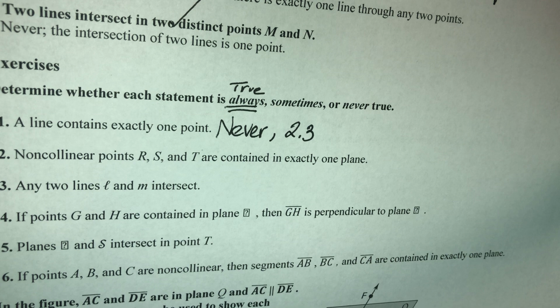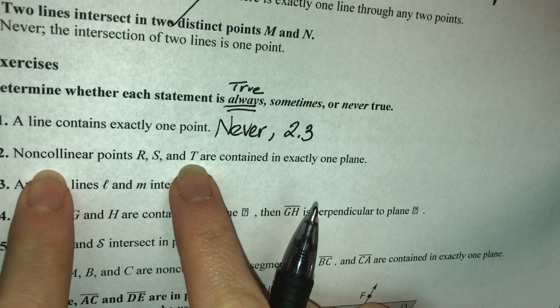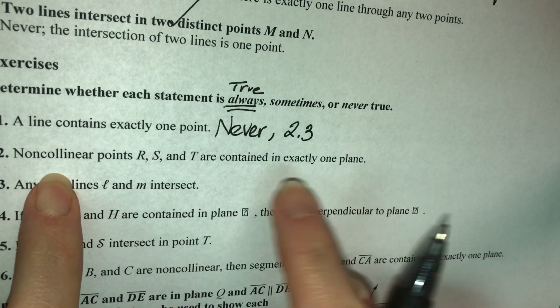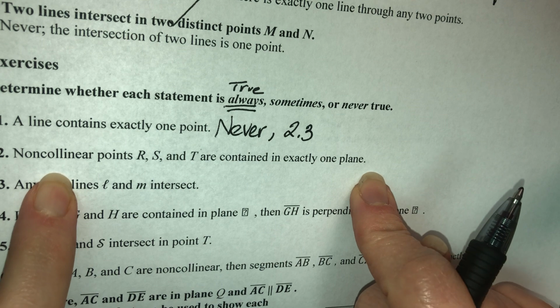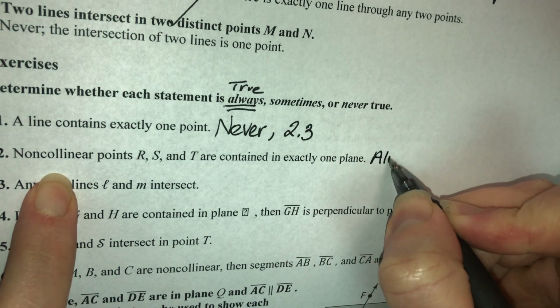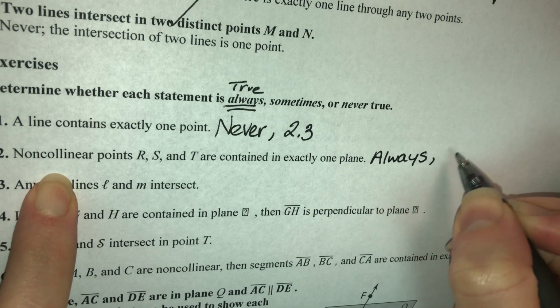All right, number 2, non-collinear points. Remember, non-collinear means not on the same line. Non-collinear points R, S, and T are contained in exactly one plane. What do you think? Look back at postulate 2.2. Through any 3 non-collinear points, that's what we're starting with, 3 non-collinear points, there is exactly one plane. They are contained in exactly one plane. Yes, this is always true based on postulate 2.2.